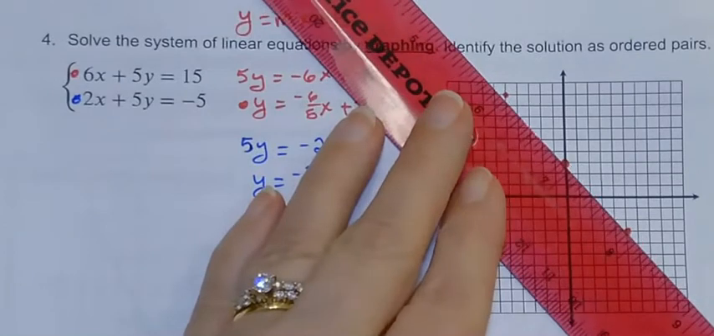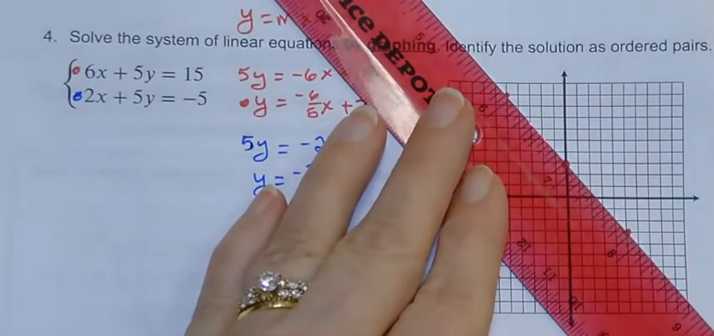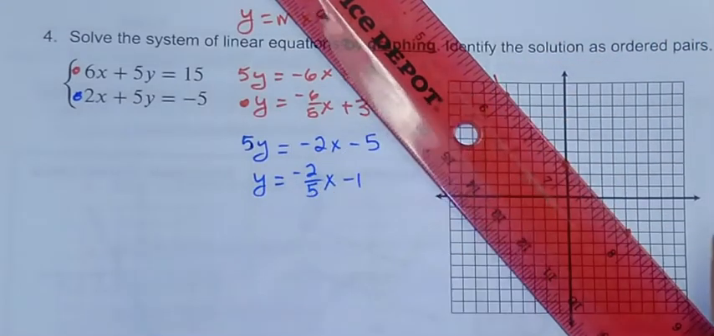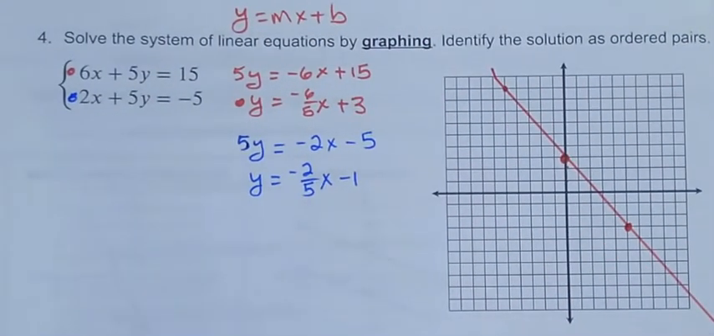I'm just going to connect my dots, and I'm going to try to be nice and neat because that will be the most helpful. And there's my first line, my first equation. Okay, I'm going to plot my second one.